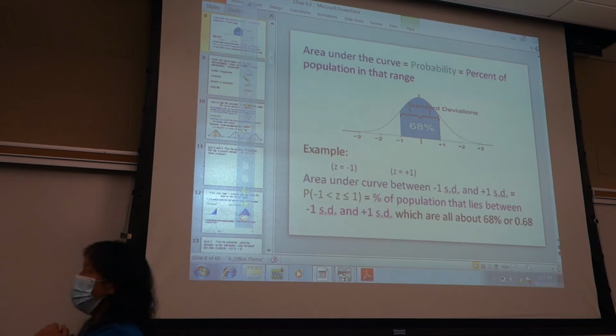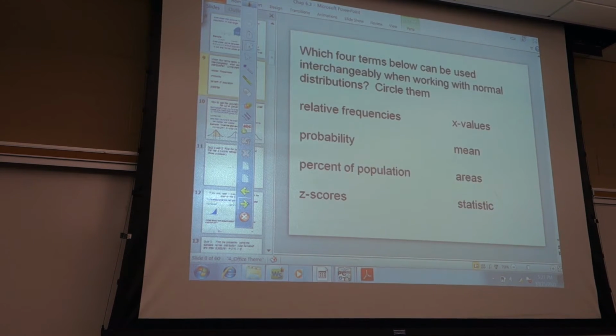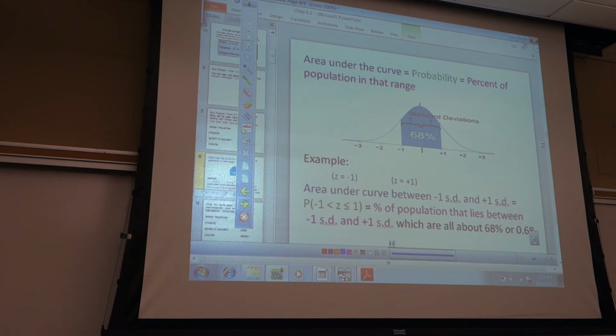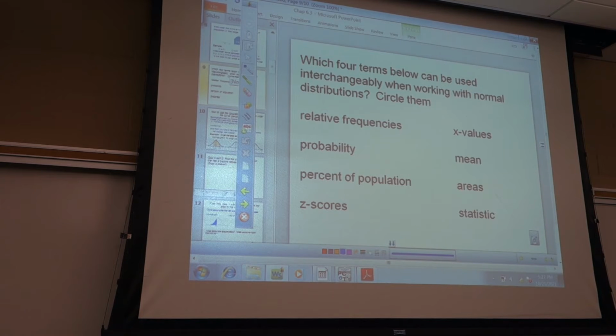It's probably a stupid question, but it says 4 terms here. Yep. So the first 3, you folks feel pretty confident about the first 3 at least? Okay. Now, let's knock out the first 3 then. Somebody give me one. Probability. What's another one? Areas. What's another one? Percent of population.